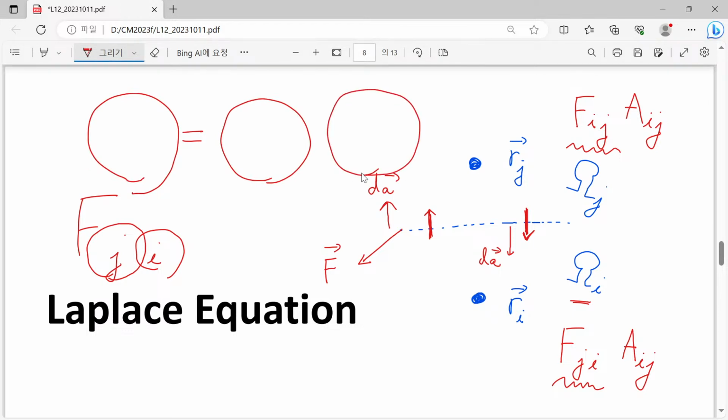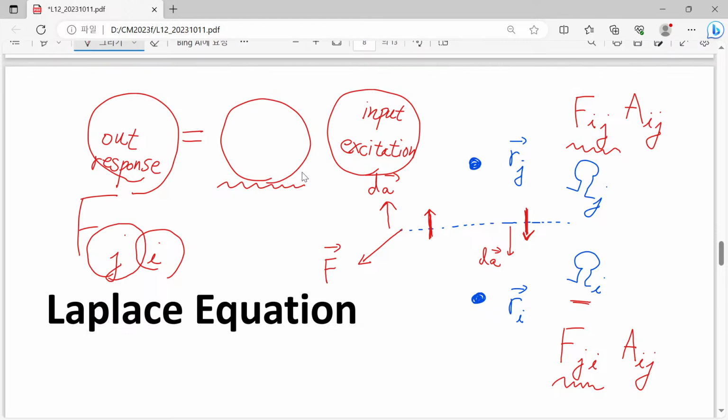So let me just do it. This is the output, or sometimes response, of your system. And here we have input, or sometimes excitation, applied on your system. Then we must have something which makes the relation between input and output. Then how can you make this notation?